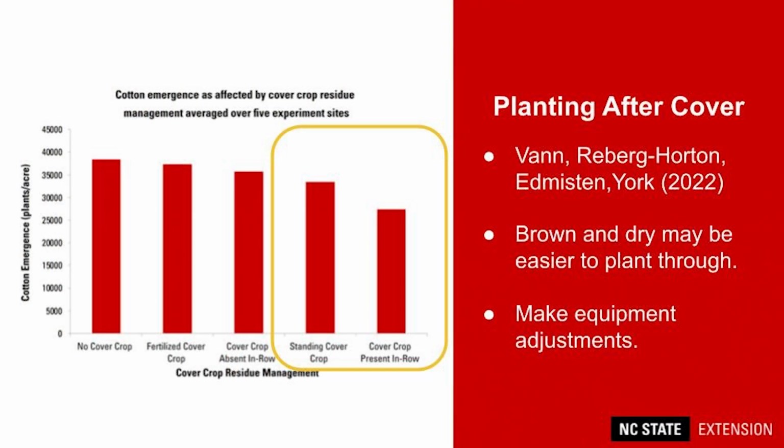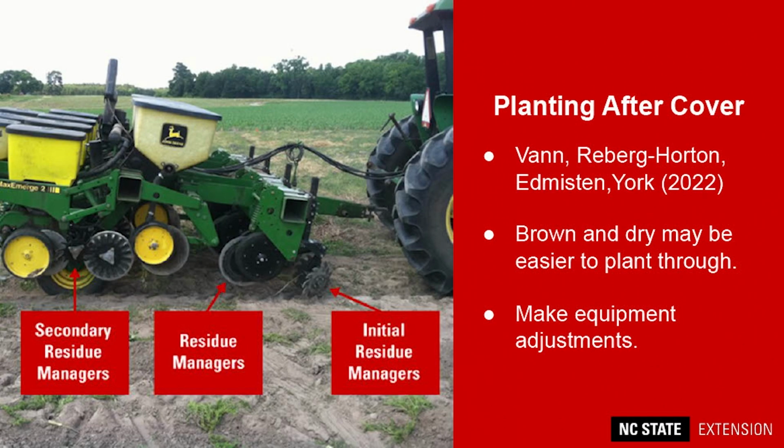They saw a decline in cotton emergence for 2 scenarios. One was when they planted into a standing cover crop. The other one is when they planted into a rolled cover crop, but that residue manager wasn't engaged on the planter. So these residue managers, unfortunately, it's an additional expense, but it's probably worth it because they can greatly minimize this challenge by moving that residue out of the way and allowing your planter to have better seed placement.